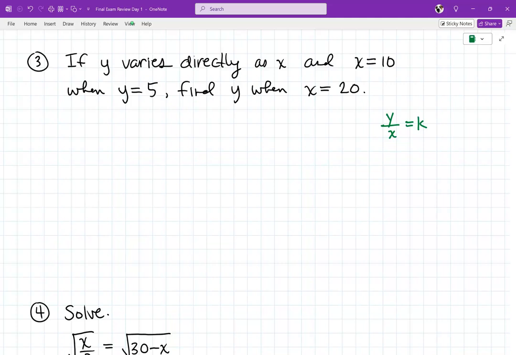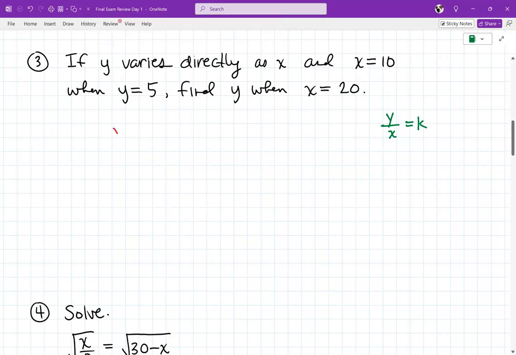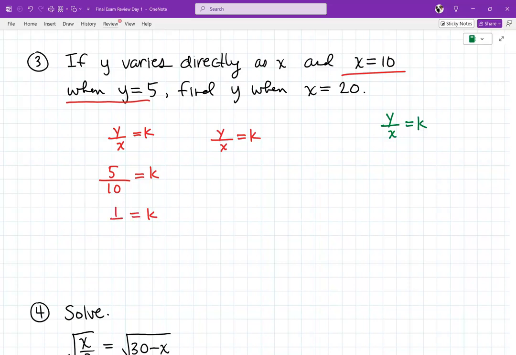But same thing as I did in question number 2. I'm going to write the equation 2 times. Okay? So y over x equals k. Y over x equals k. I'm going to take the first sentence, or at least the first half of the sentence, and try to find out what k is. So it says x is 10 when y is 5. So y is 5, x is 10. That means k is equal to half.